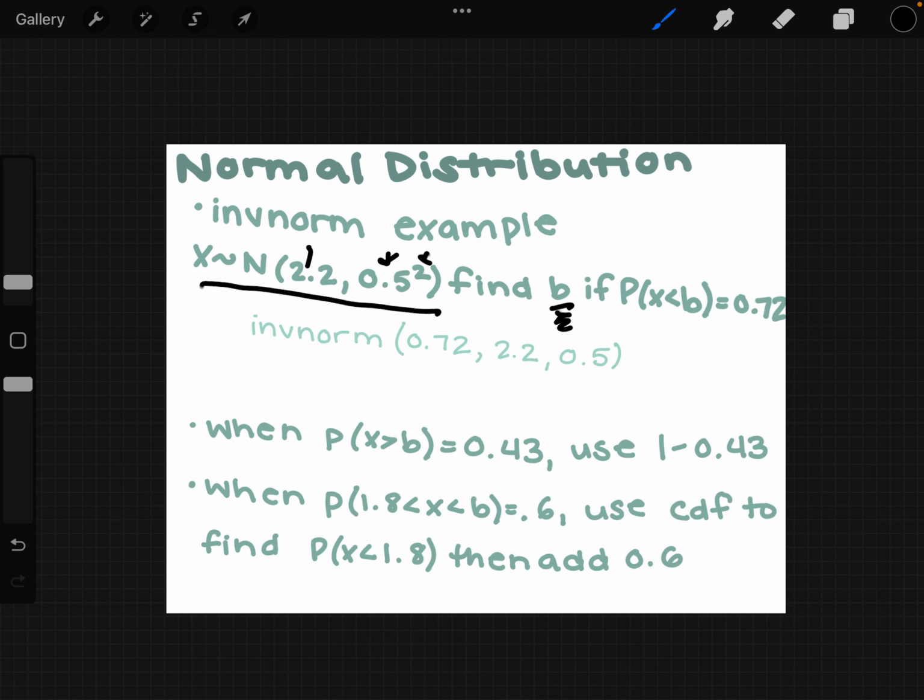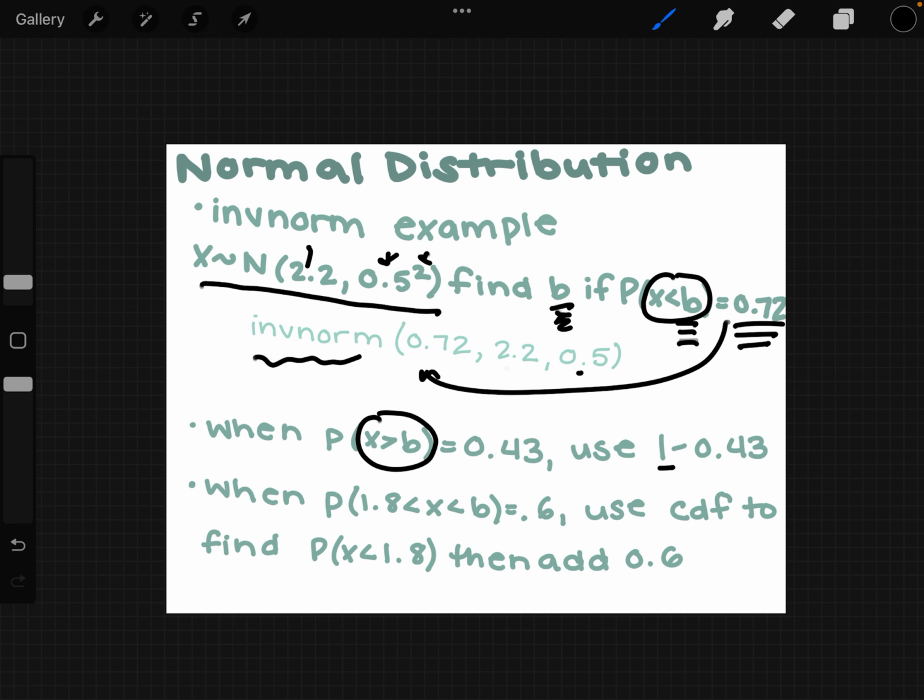We are looking for B. Given the probability, we are looking for B. So how we're going to put this into the calculator is using this invNorm. We're going to do that probability, then we're going to do our mean, and then we're going to do our standard deviation, okay? And that is going to give us B. As simple as that. So you'll notice here that we have X is less than B. If we have X is greater than B, then we're going to use 1 minus whatever that probability is in place of the original probability, because we always want it to be X is less than B.